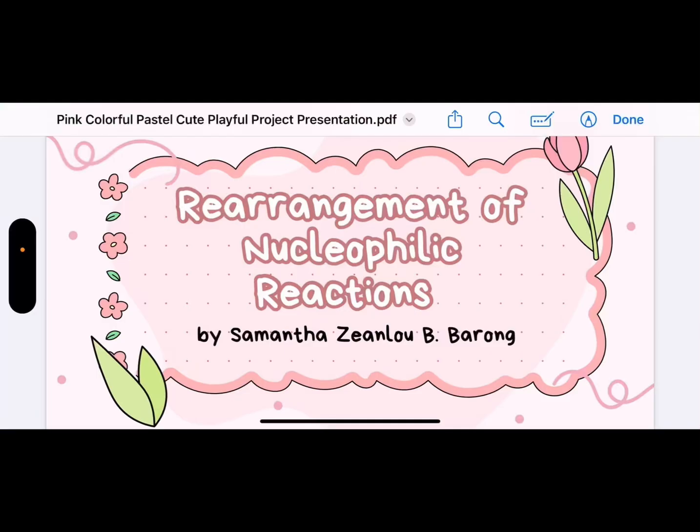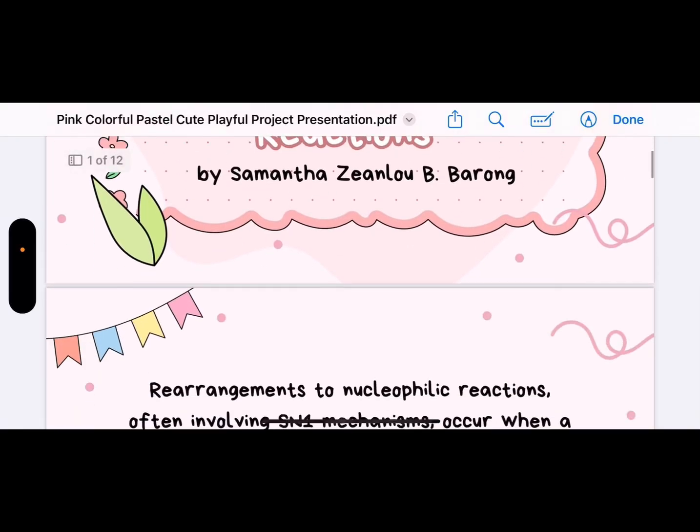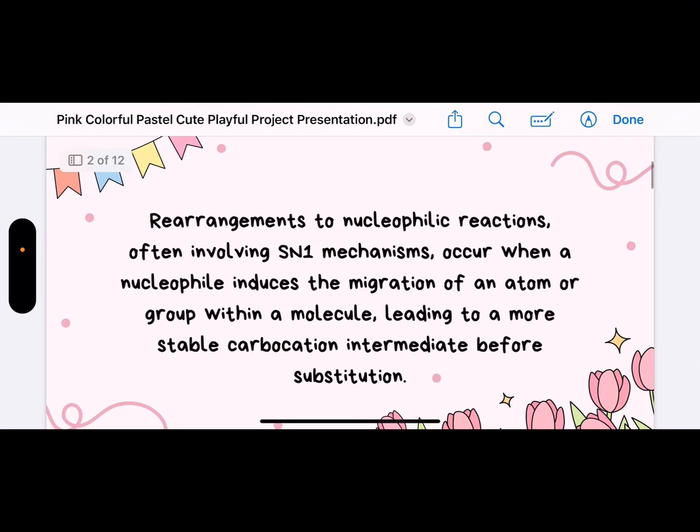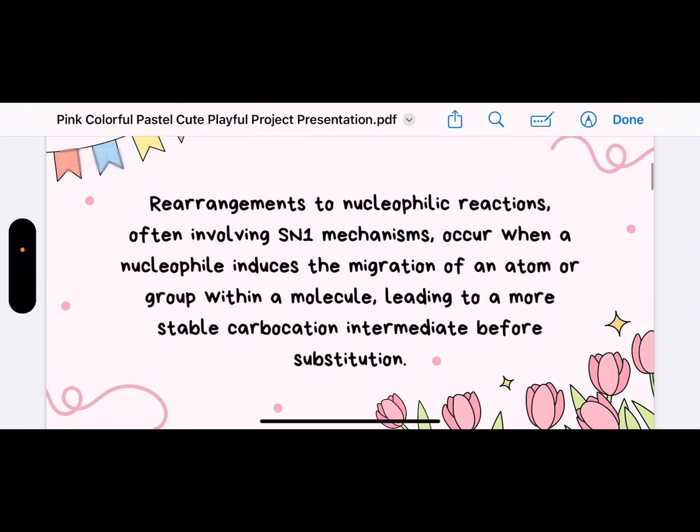Good afternoon, ma'am and classmates. Today I will be discussing rearrangement in nucleophilic reactions. Rearrangement in nucleophilic reactions, often involving SN1 mechanisms, occurs when a nucleophile induces the migration of an atom or group within a molecule, leading to a more stable carbocation intermediate before substitution.